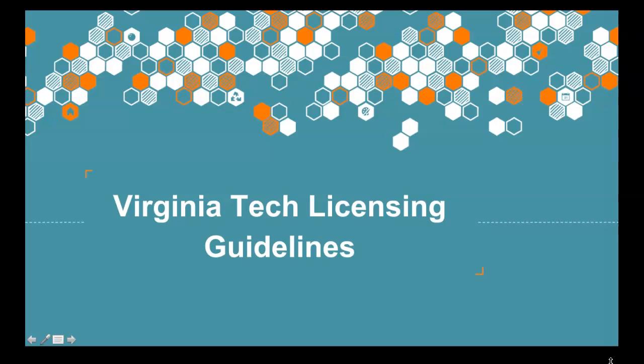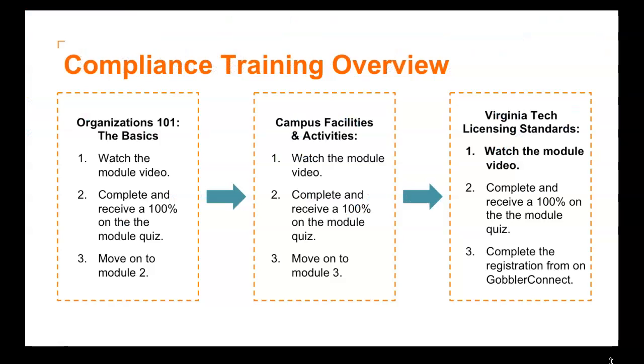Hello, and welcome to the third and final module of the online compliance training. At this point, you have completed Module 1 and Module 2. After you finish this module on Virginia Tech licensing guidelines and score 100% on the module quiz, you can complete the registration form on Gobbler Connect.